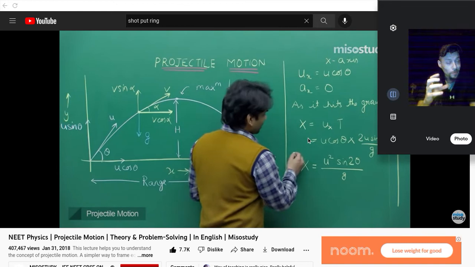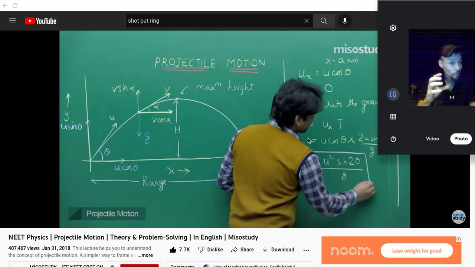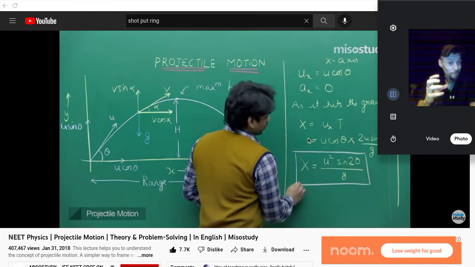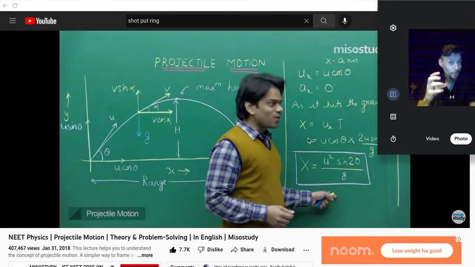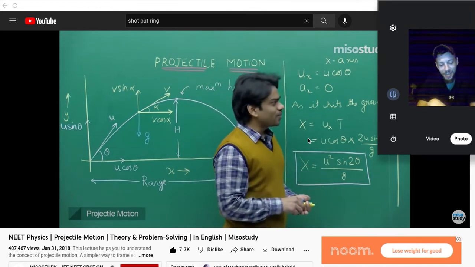So again we got the second result, the range, equal to u square sine 2 theta by g. So again we are going to use the right hand part of the board.